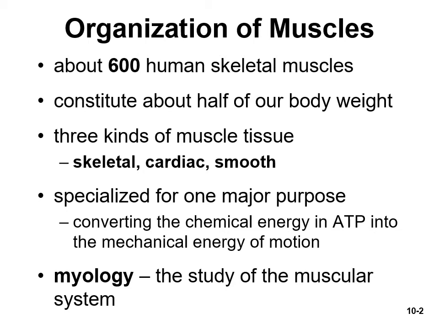And all 3 of these types are specialized for one purpose: to convert the chemical energy in ATP, as well as the electrical energy coming from an action potential in the nervous system, into mechanical energy of muscle contraction and thus motion. Myology is the study of the muscular system. Anything that has the prefix myo in it is going to involve muscles. Also, sarco is another one that's going to involve muscles.